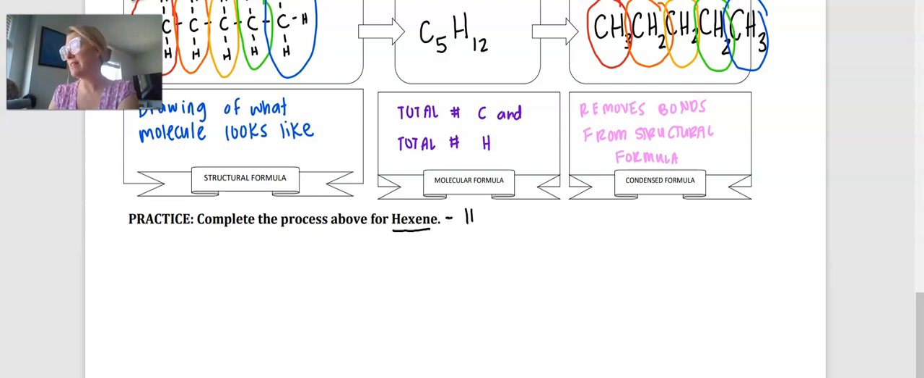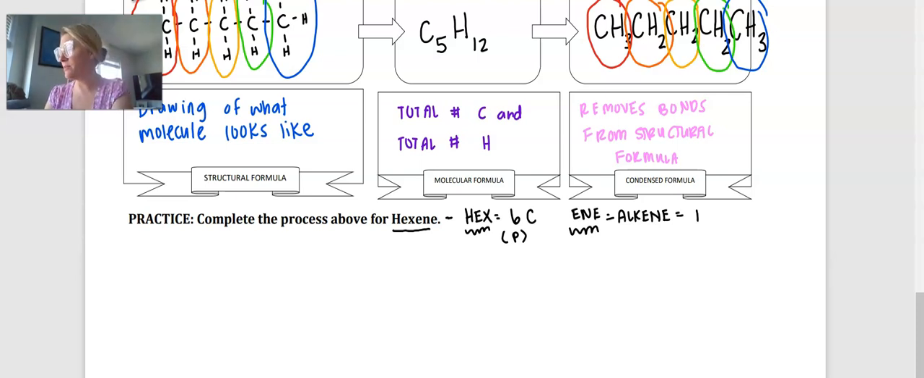Okay, again, hex is our prefix, and guess what it stands for? It stands for 6 carbons total. Again, if you're not sure where these are coming from, this is coming from table P. Okay, and from there we have ENE as our ending, which means it belongs to the alkene family. And the distinguishing feature about the alkene family is that it has a double bond.